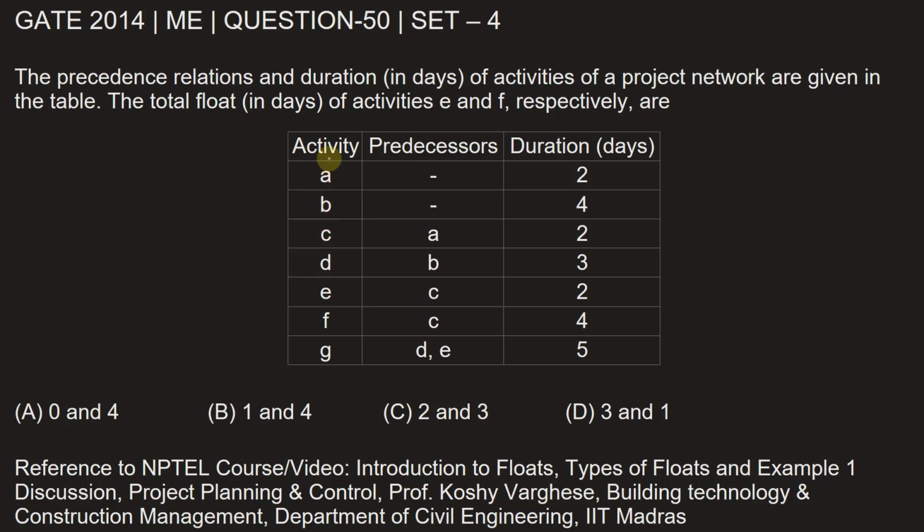So we are being given the activities from A to G, their predecessors, that is which activity happens right before which one, and the duration of each of the activities. Let's start with drawing the network diagram.